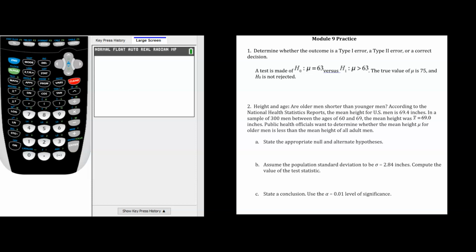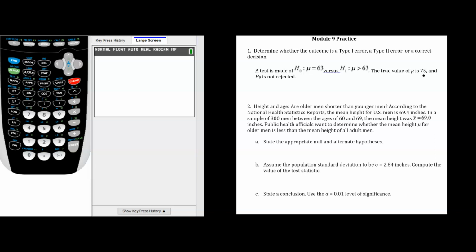Okay, so let's take a look at some practice problems that cover what we did in this entire module. Number 1, determine whether the outcome is a type 1 error, a type 2 error, or a correct decision. So a test is made where the null is that the mean is equal to 63 versus the alternate where the mean is greater than 63. The true value of the mean is 75.